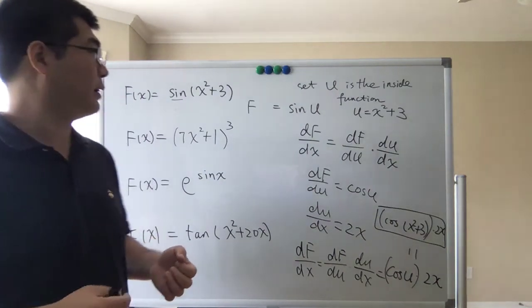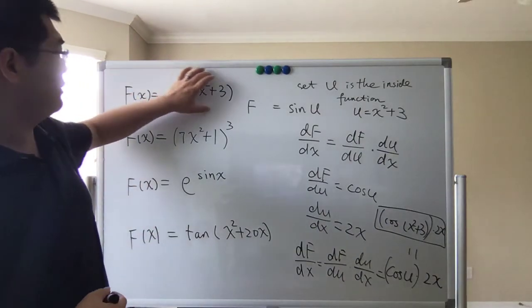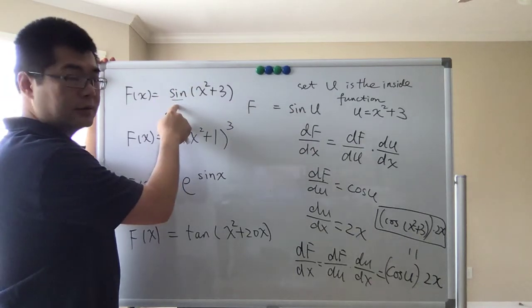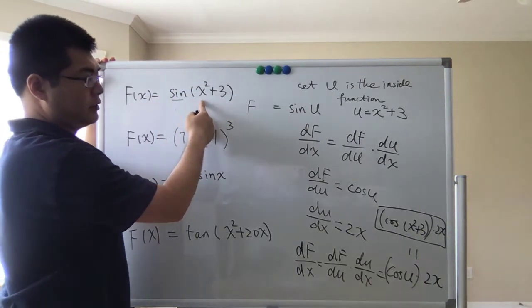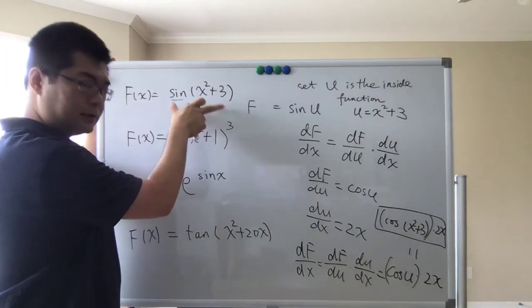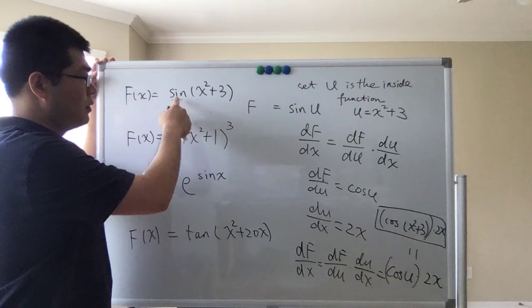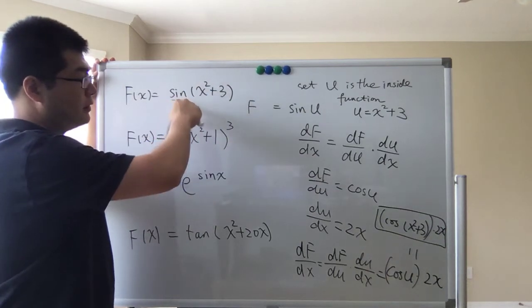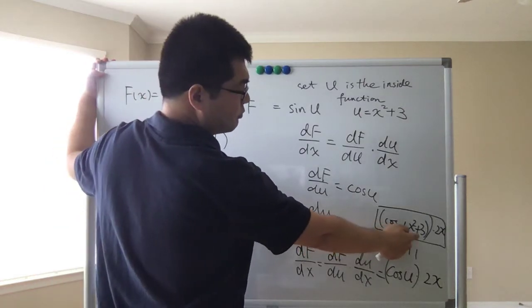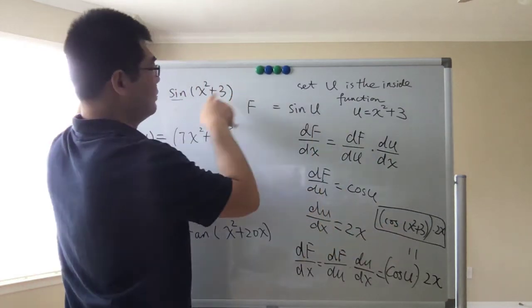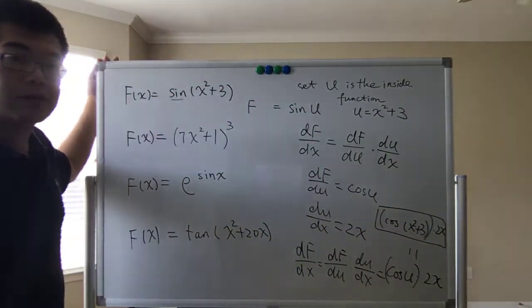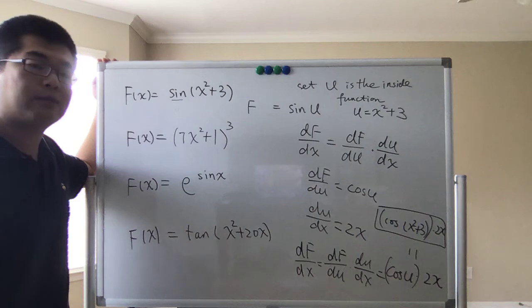One way is to think about it: the derivative of this is the derivative of the outside function with respect to the inside function, which basically, guys, you consider sine of x as one whole piece. So the derivative of the outside function with respect to the inside function gives us cosine of x squared plus 3, and then multiply by the derivative of the inside function, which is 2x. That's the first way to explain the chain rule.